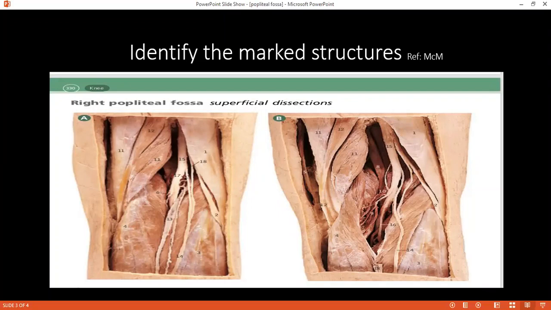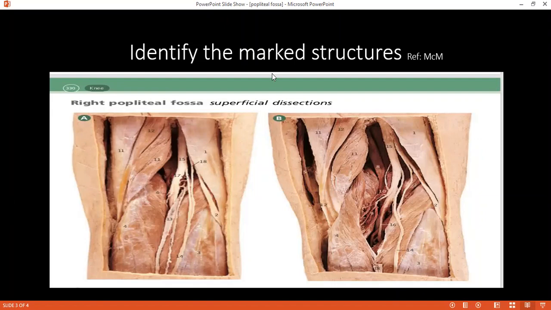Would you be able to identify structure 1 here, or can you please tell me the boundaries of the popliteal fossa, please? Superolaterally, it is made by biceps femoris. Superomedially, semimembranosus and semitendinosus, and inferiorly, it has the medial and lateral heads of gastrocnemius. The roof is formed by skin and fascia lata, and the floor is formed by the capsule of the knee joint, the popliteal surface of the femur, and the fascia covering the popliteus muscle.